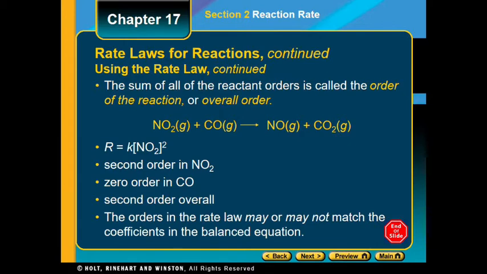The orders in the rate law may or may not match the coefficients in the balanced equation. So in this case, it matches the total coefficients of 1 and 1, but notice the second order does not match the coefficient for the NO2 itself. So again, it is based on rate data that would be looked at.